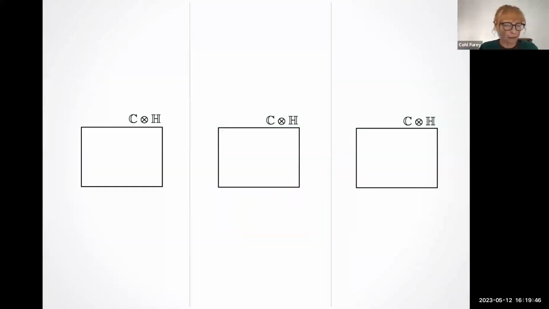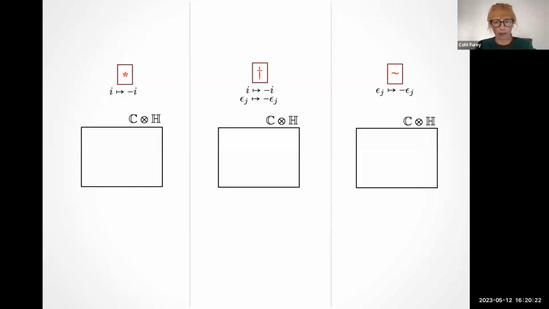So this next part is important, because we're going to use some of the details in the later parts of the talk. Okay, so the complex quaternions have these three discrete symmetries. We've got the complex conjugate, which maps complex i to minus i. We've got the quaternionic conjugate, which takes quaternionic epsilon 1, 2, and 3 to minus epsilon 1, 2, and 3, and it also reverses the order of multiplication. And finally, we've got what we call the Hermitian conjugate, which does both the complex conjugate and the quaternionic conjugate at the same time.